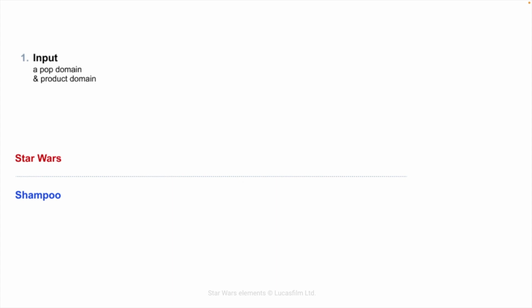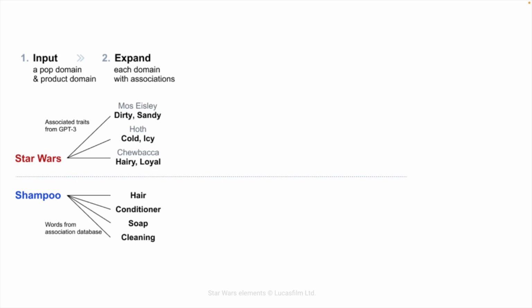Here is an example of the pipeline. First, the user inputs a pop culture domain, such as Star Wars, and a product, such as shampoo. Next, the pipeline expands each domain with associations.